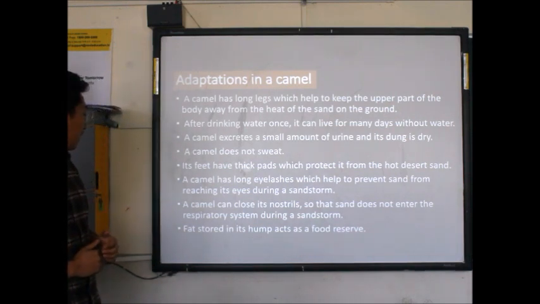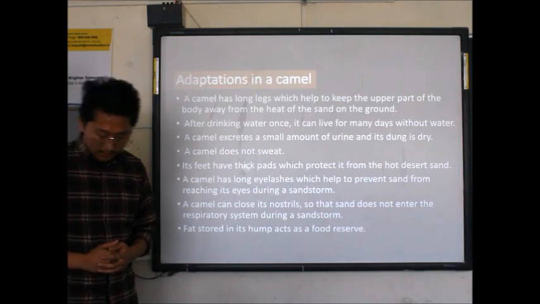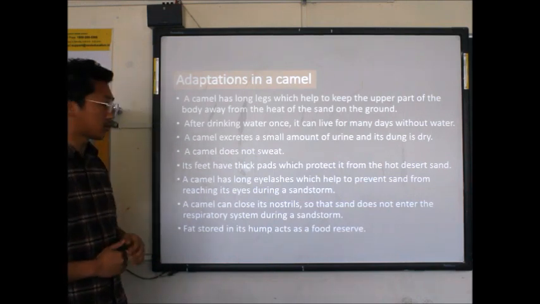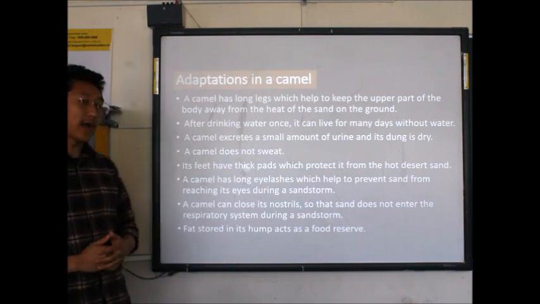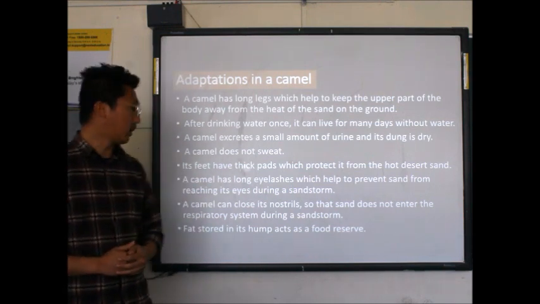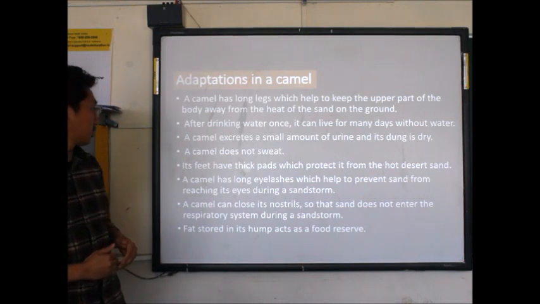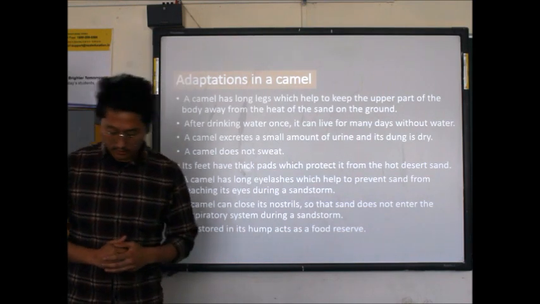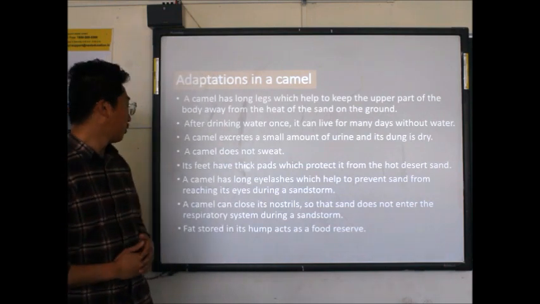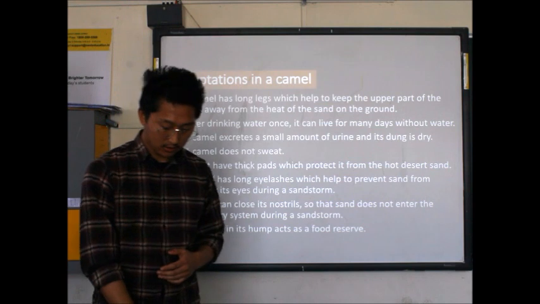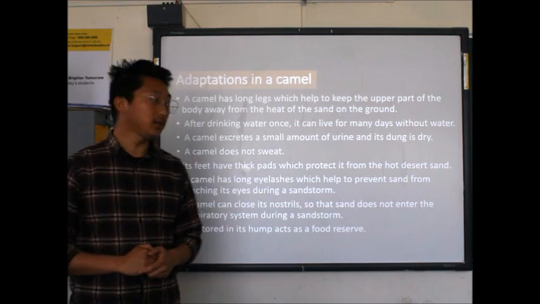And the next one is that fat stored in its hump acts as a food reserve. In the desert there is also a shortage of food, so fat is stored in the hump and acts as reserve food. That means the camel can go without eating for many days. This is also one of the important adaptations in the camel.